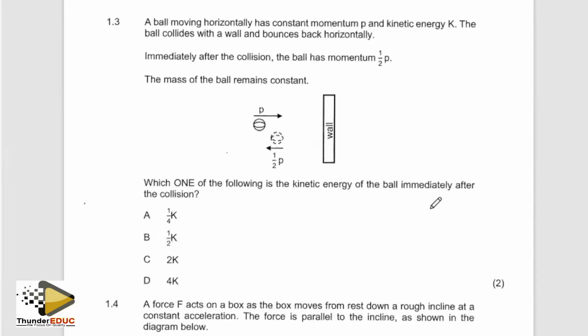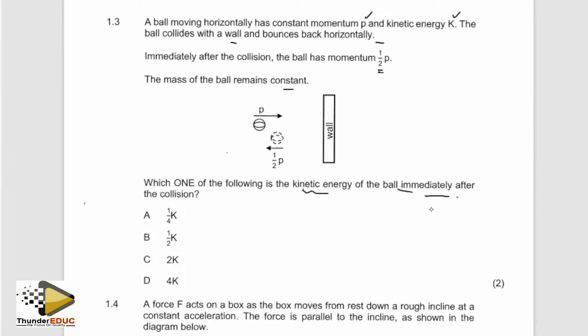If a ball that is moving horizontally has a constant momentum, and the kinetic energy is K, the ball collides with a wall and then bounces back horizontally. Immediately after the collision, the ball has half of the momentum. The mass of the ball remains constant. Which of the following will represent the kinetic energy of the ball immediately after?